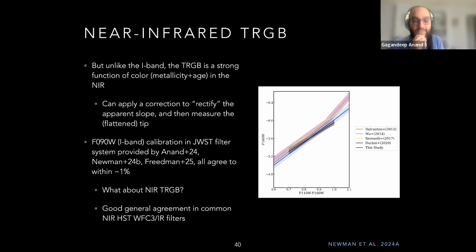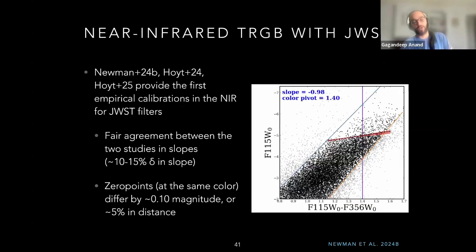With JWST in the I-band, actually we've already achieved really good agreement in the I-band filter system in JWST. Work by 3 different groups with 2 different sets of observations, all agree to 1%, amazingly already. But what about the near infrared TRGB with JWST? There have been some papers that provide the first empirical calibrations in the near infrared for JWST filters. And so again, you're doing 2 things now. You have to measure the slope as well as the 0 points.